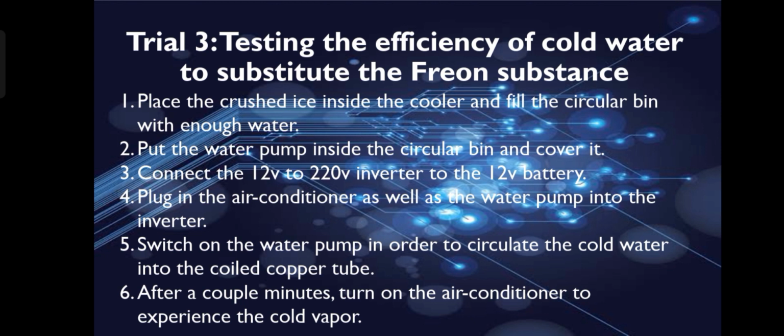Connect the 12 to 220 inverter to the 12 volt battery. Plug the air conditioner as well as the water pumps into the inverter. For the fifth step, we switch on the water pump in order to circulate the cold water into the cold copper tube. After a couple of minutes, we turn on the air conditioner to experience the cold vapor.